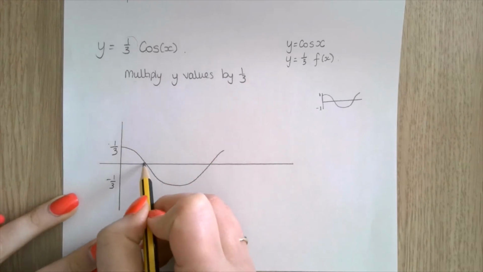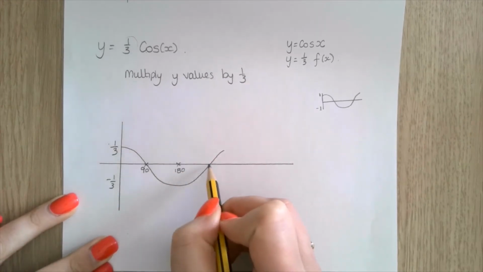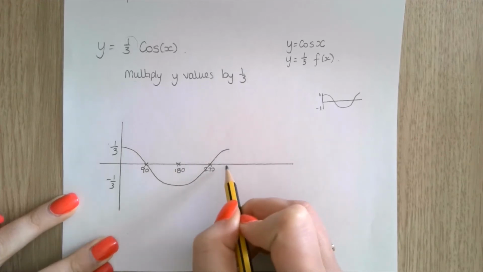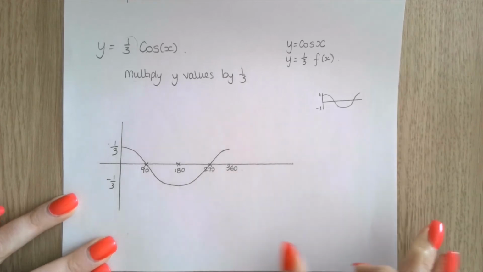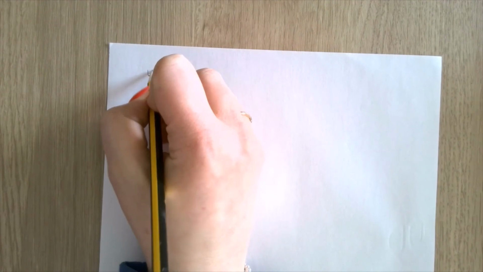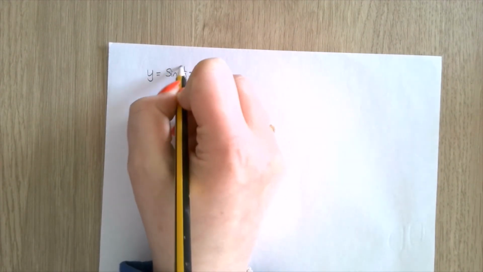Have my x values changed at all? No, therefore this is 90, 180, 270, 360. Okay, 6 down, 6 to go. So my next one is y equals sine of 1/3 x.